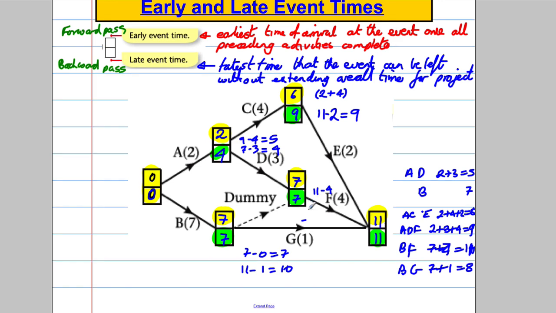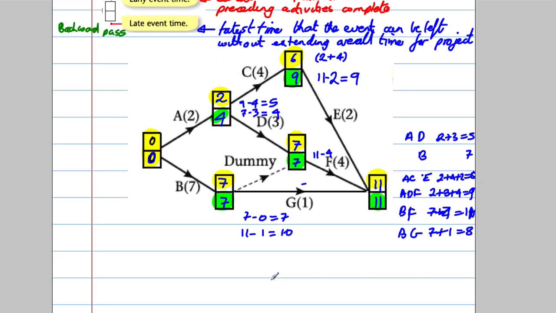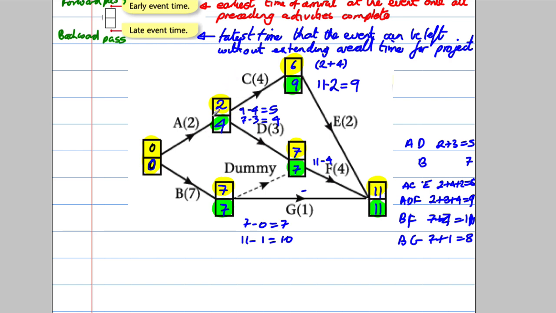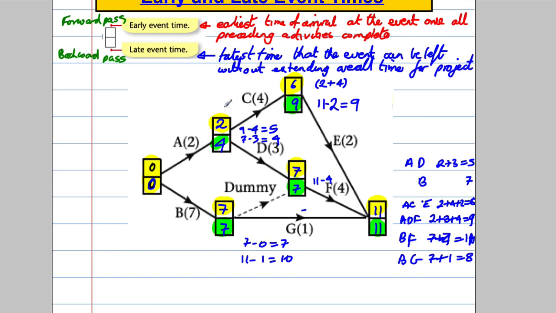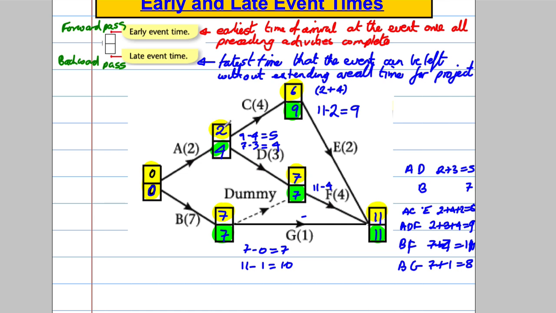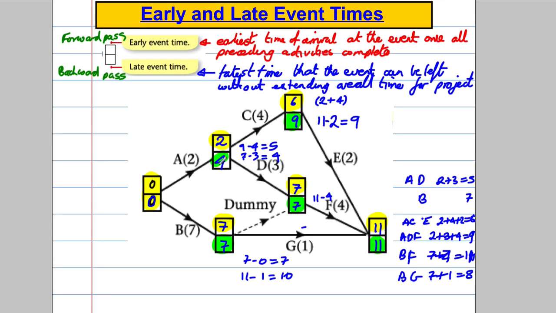Let's think what they mean. Like any one in particular, this one here means the earliest time I could arrive at this event, having completed A, is at 2. But I have to have left here by 4, otherwise I will delay the project. Now if I leave here at 4, I'll be finished this one by 8, which is fine, it doesn't delay that. Whereas if I leave this any later than 4, because this is 3 long, this will make this be bigger than 7. Okay, so this is the latest time I can leave this event without delaying the project.